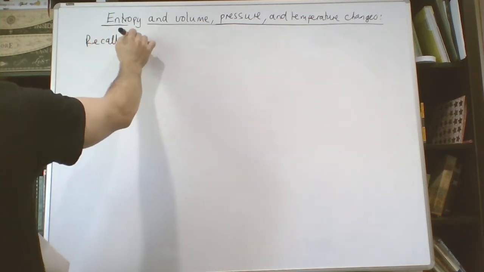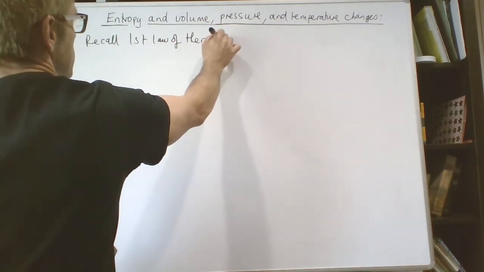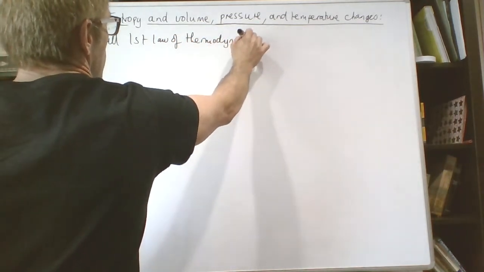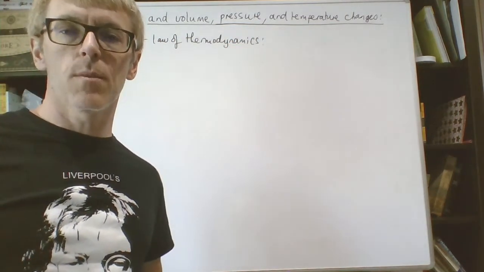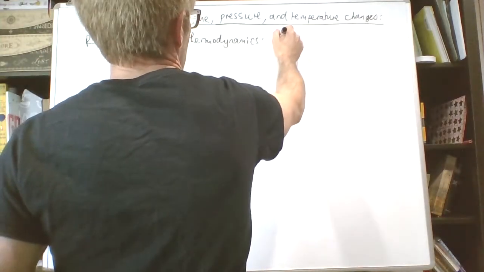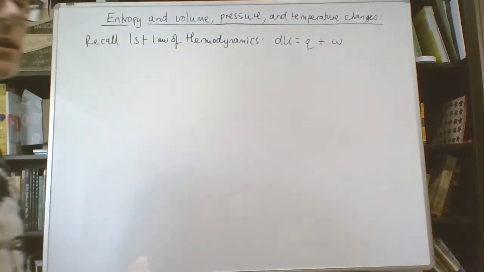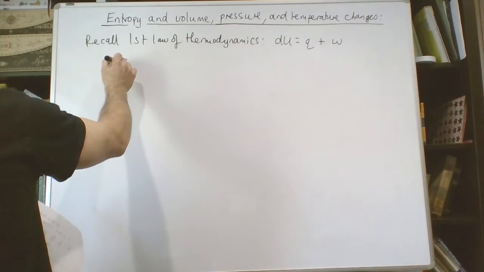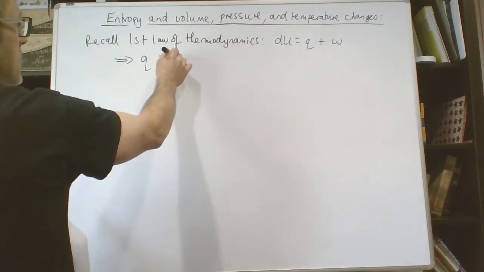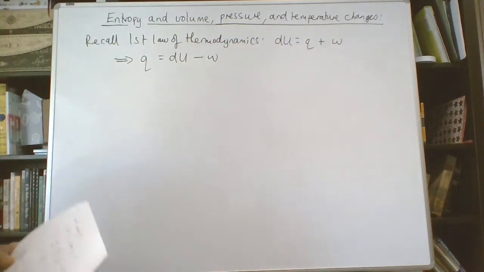So recall the first law of thermodynamics, which says that the change in total internal energy is the sum of heat and work, where U is the total internal energy, Q is heat, W is work. We can solve for heat. So we can say that heat is the change in total internal energy minus work. So we just take work to the other side, we transpose work.